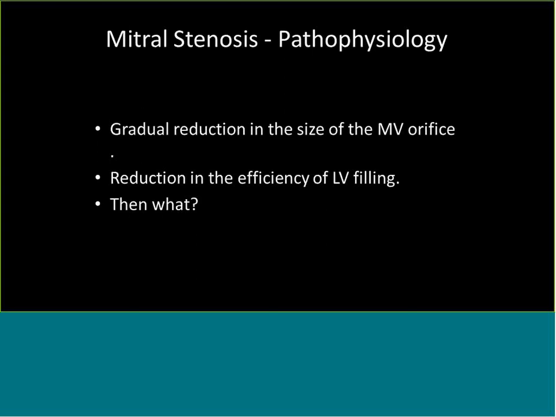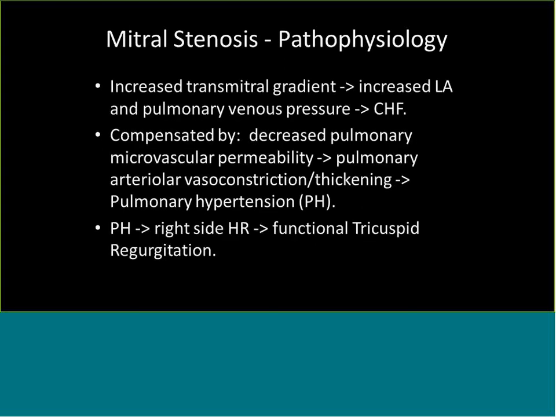So it causes a reduction in the size of the orifice. There's reduction in the efficiency of LV filling. The mitral gradient causes increased left atrial and pulmonary venous pressures, which lead to heart failure. This is complicated by decreased pulmonary microvascular permeability. So pulmonary arterioles vasoconstrict, they thicken, and these patients get pulmonary hypertension.